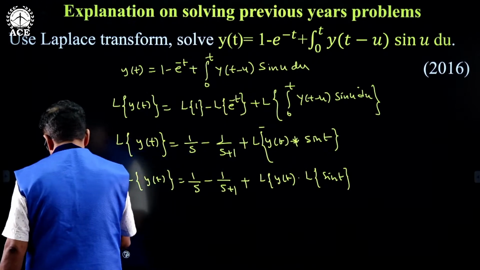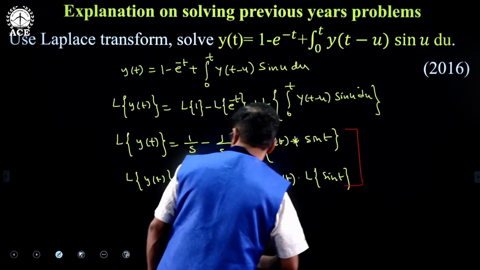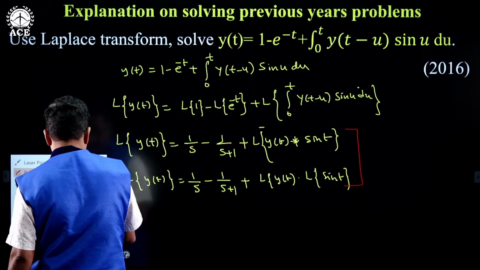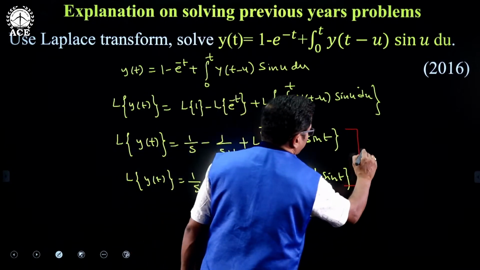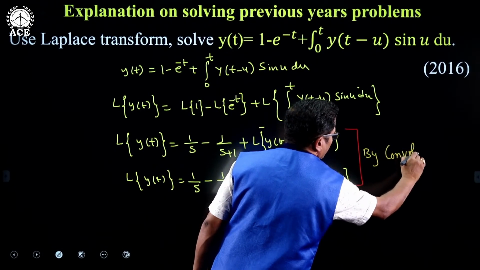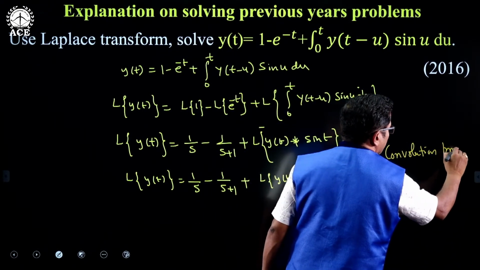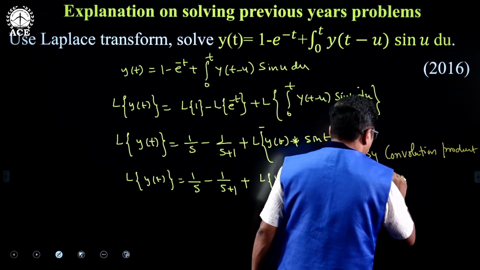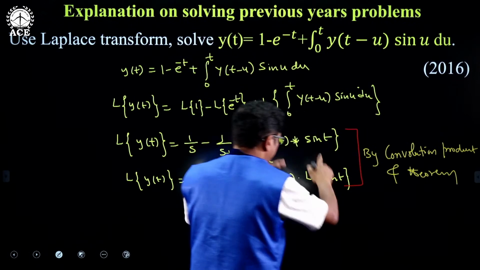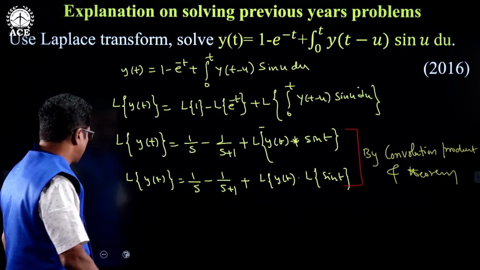This happened by the convolution product, by the convolution theorem. And these two steps I followed by the convolution theorem and convolution product, right?